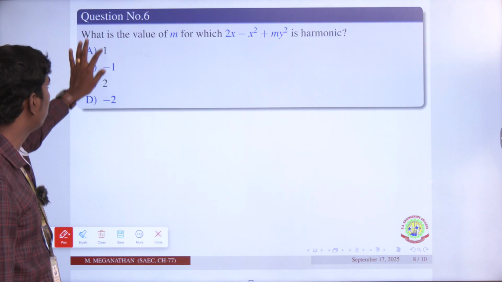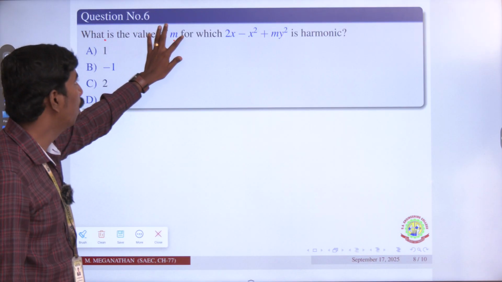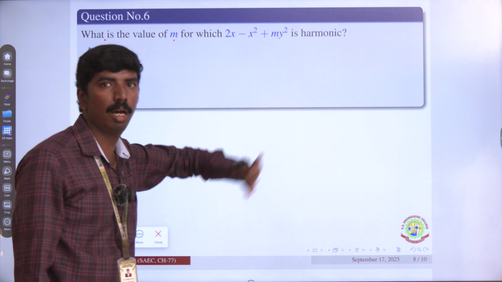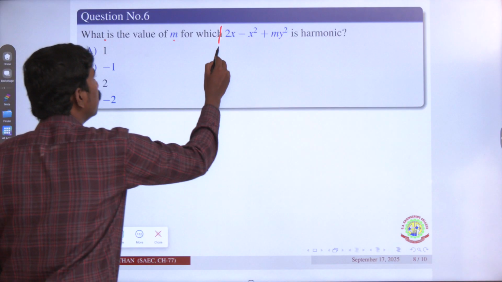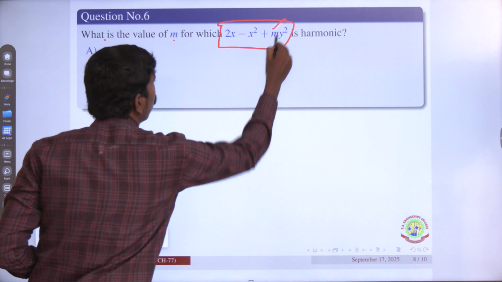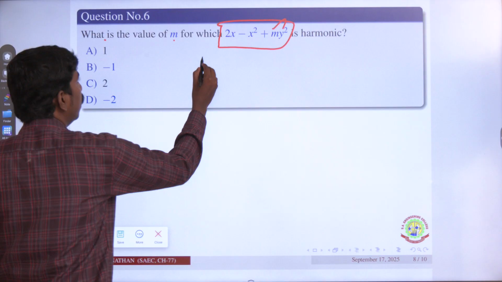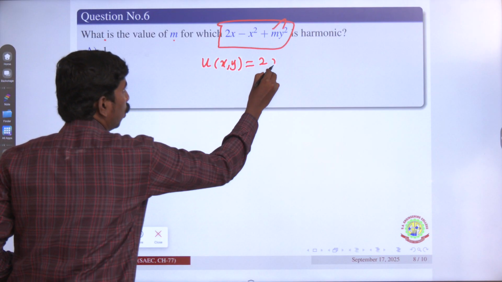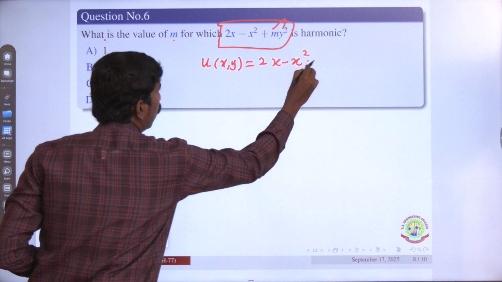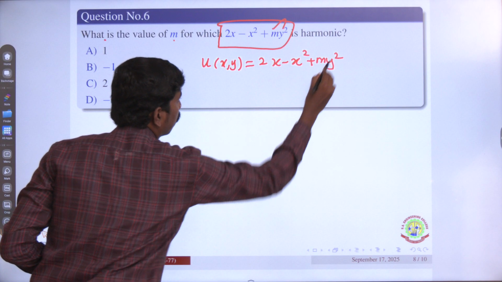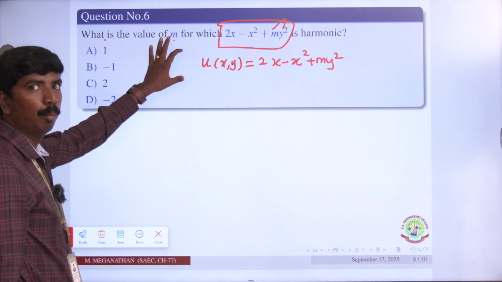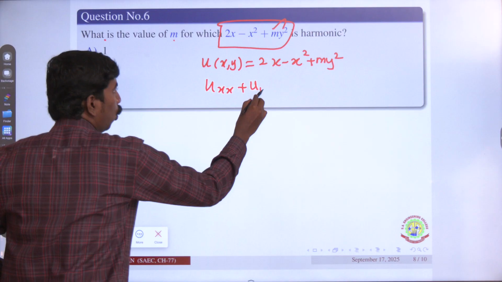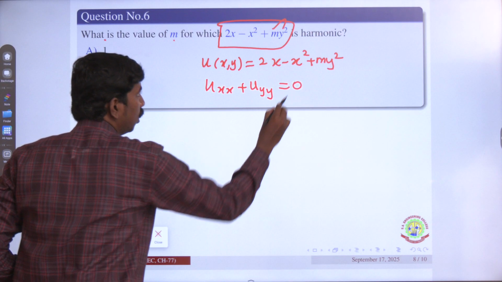So in the question they given, what is the value of m for which 2x minus x square plus m y square is harmonic? So they given this function is harmonic, what is the value of m? I need to find out. So I will take this as our u of x comma y, that is equal to 2x minus x square plus m y square. So they given this function is harmonic. Harmonic means uxx plus uyy is equal to 0.